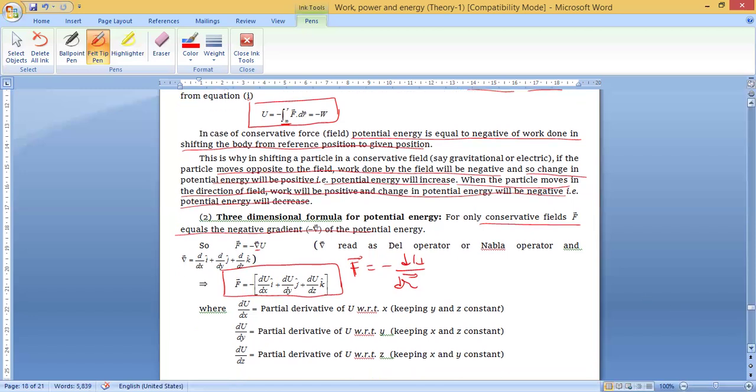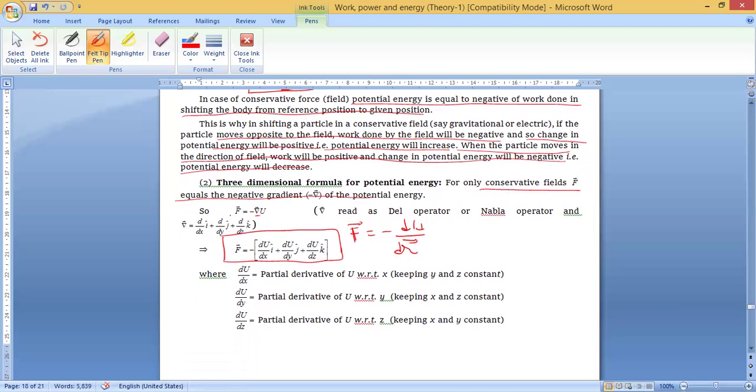This is the condition for the conservative field also. And we take in electric field F equal to minus dV by dr, where V is the potential, r is the position vector. So this is the potential gradient. This is also the condition for the conservative field.